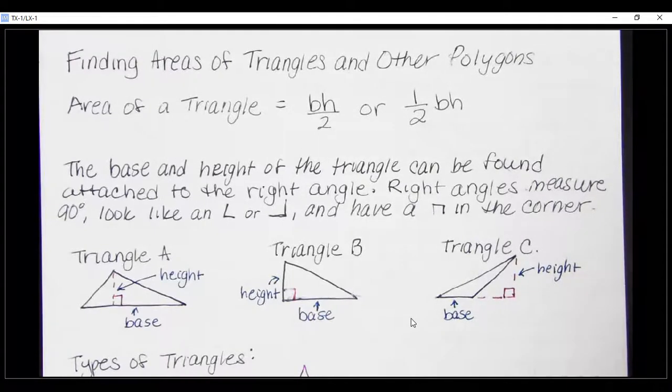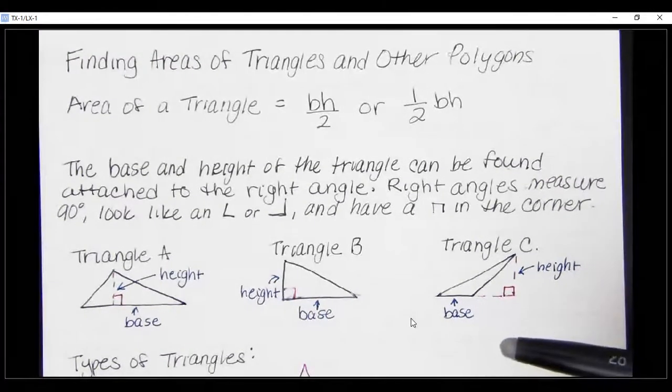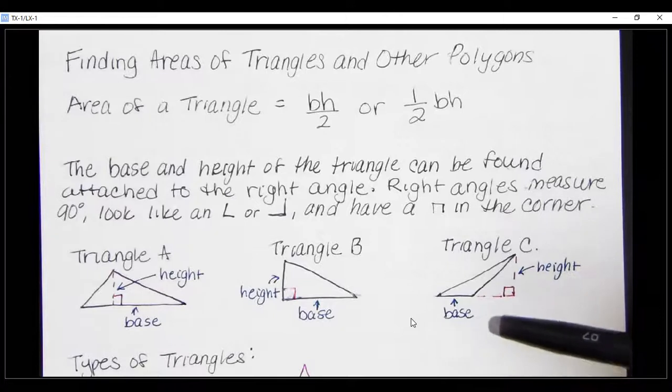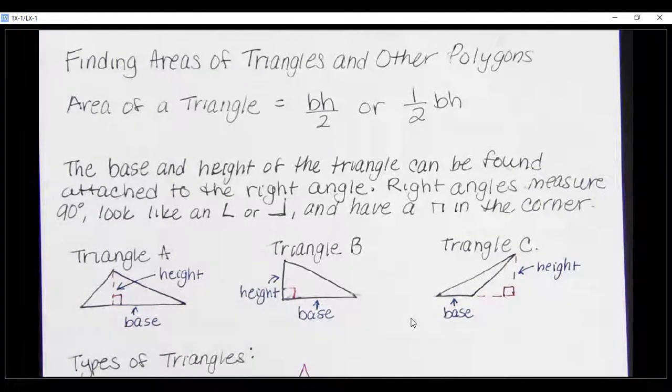So we can't just draw our own heights or our own bases. We have to find that right angle, where that will literally point us to or show us exactly where the base and the height are.